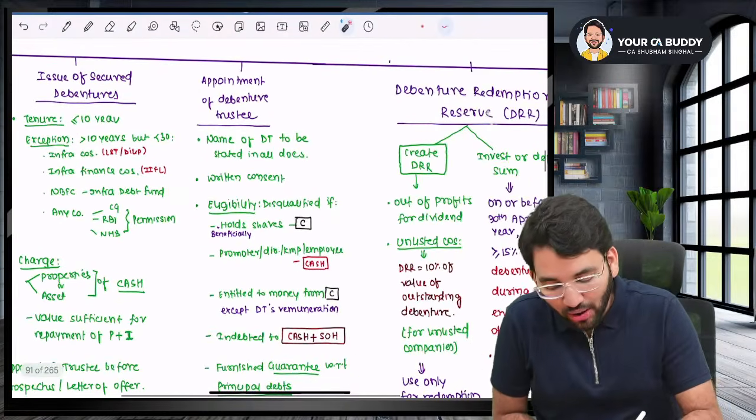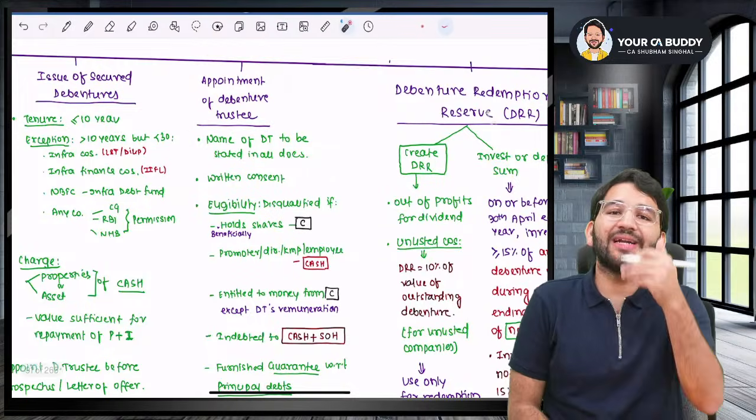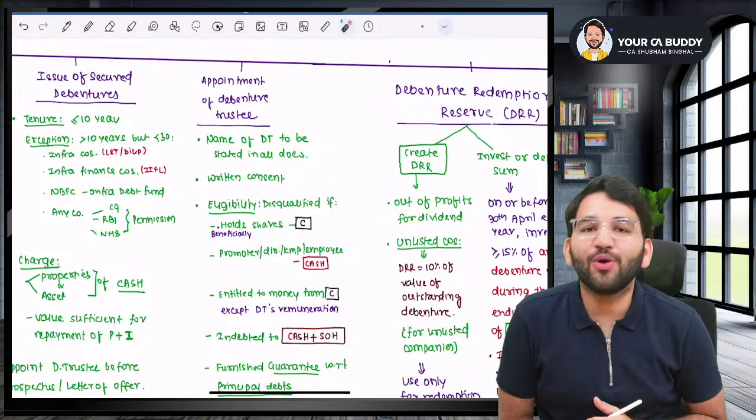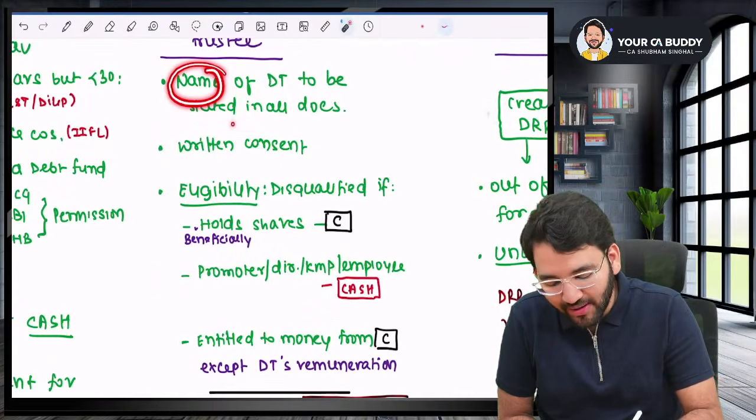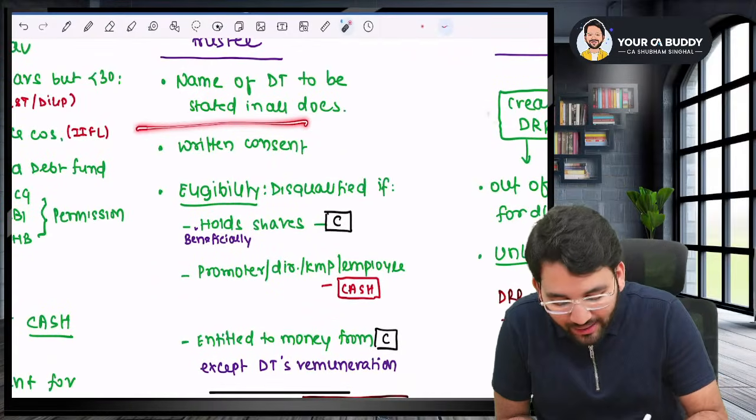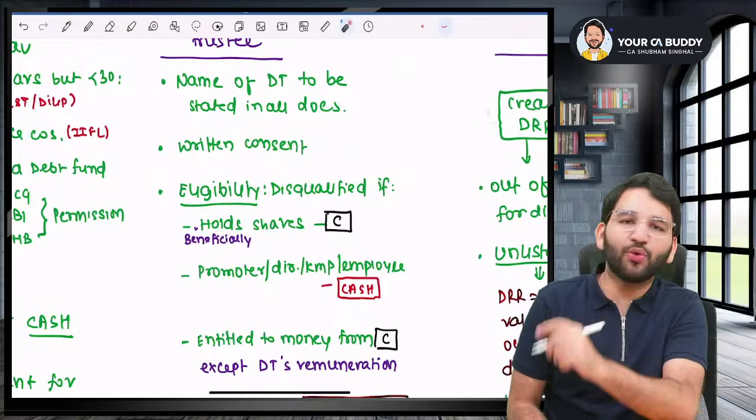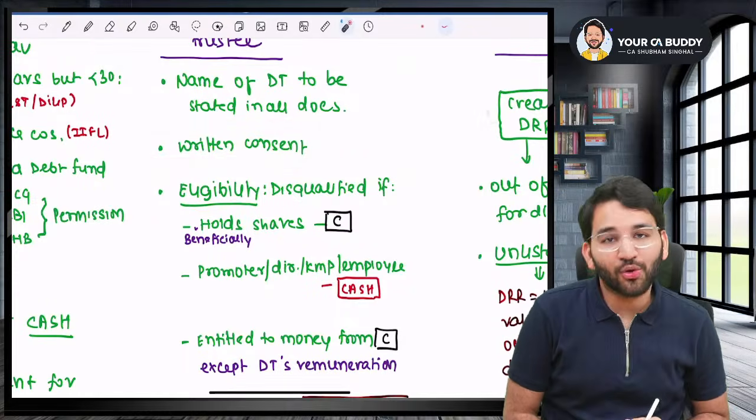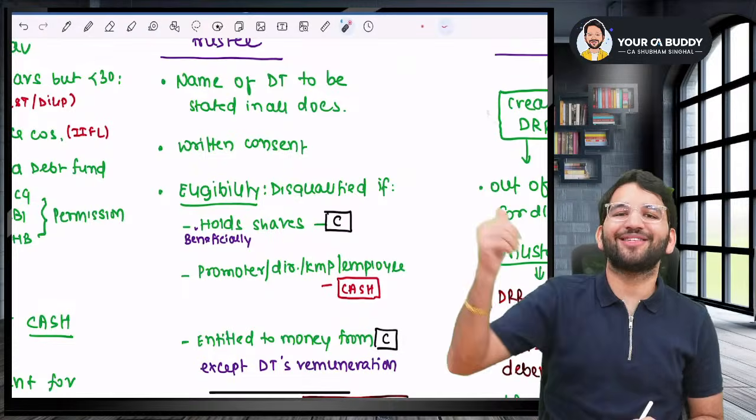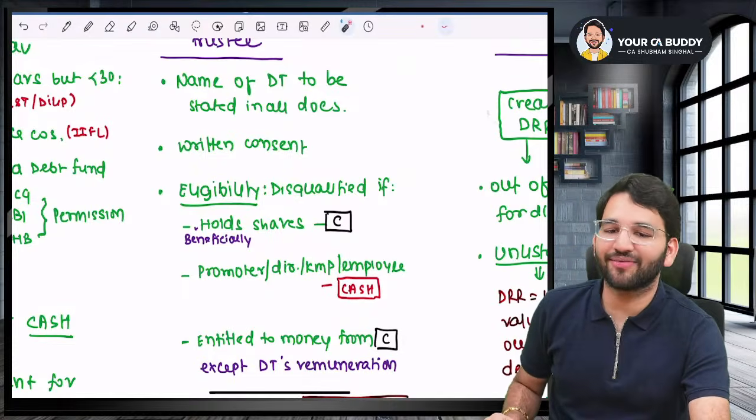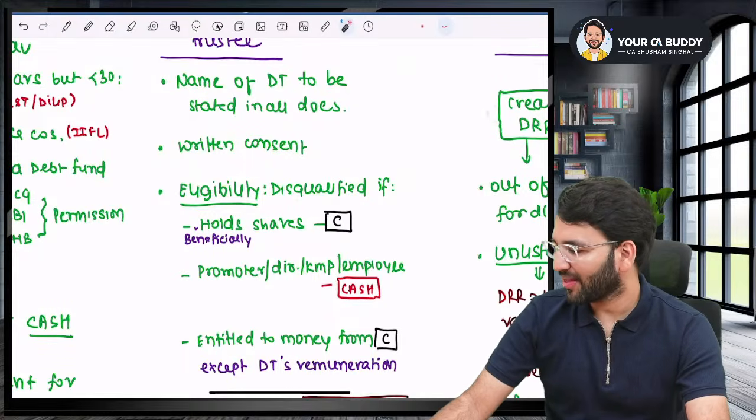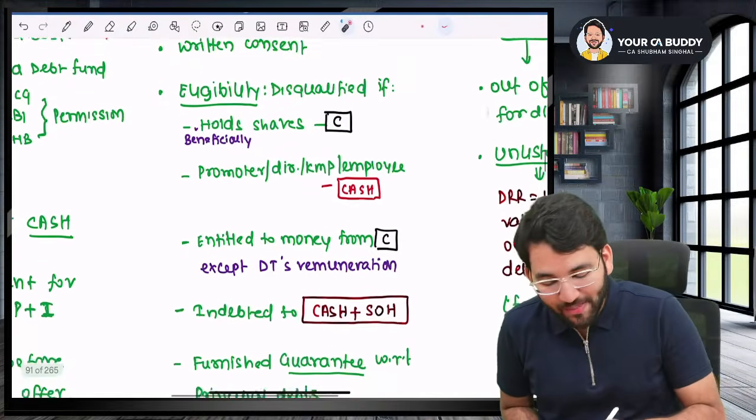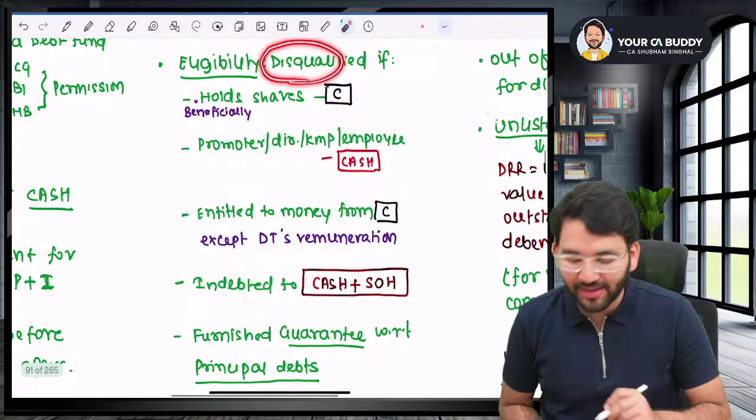After that, sir, you have to talk about the appointment of a debenture trustee. How will you appoint a debenture trustee? The name will be stated in all the documents. You need a written consent. Without consent, you should not do anything. You need a written consent of the debenture trustee. Are you with me, guys? Yes, sir.